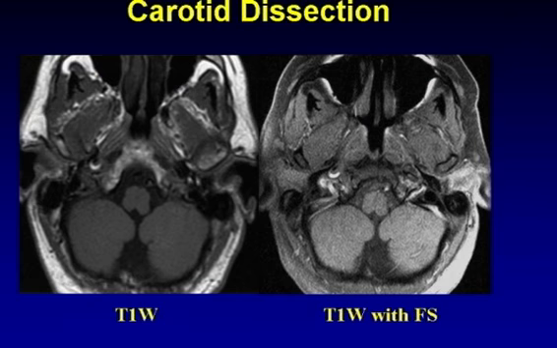So just to refresh your memory, here's a T1 weighted sequence with non-fat saturation. See that crescent of intimal hematoma that you would see in the carotid with fat saturation. If you can get good fat sat on your magnet, do it with fat sat. You don't really need it if you don't have good fat sat. So you can see that crescent again in the carotid.